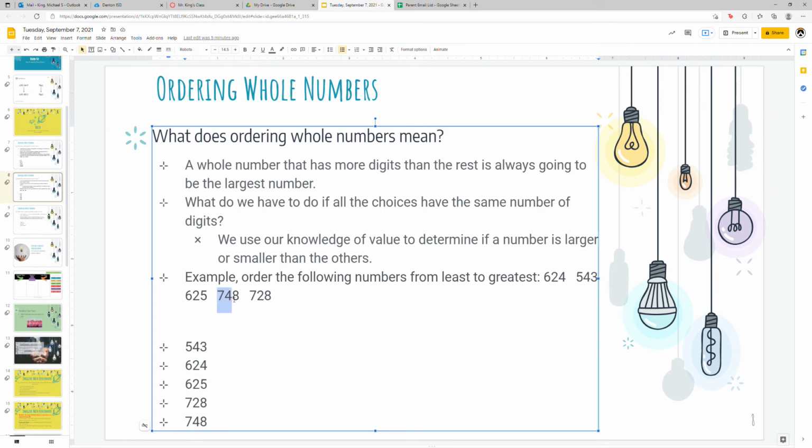Then I've got 2 numbers left, 748 and 728. Which one of those is smaller? Well, obviously, they both have a 7 in the hundreds place, so let's go to the next place value, the tens place. This one has a 4 in the tens place, this one has a 2. So this one has fewer tens, it's the smaller number. 728 comes next. And then finally, we have the largest one, which is 748.